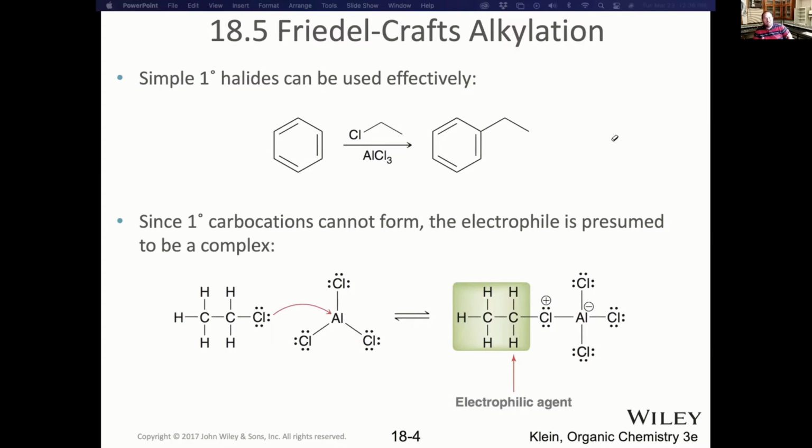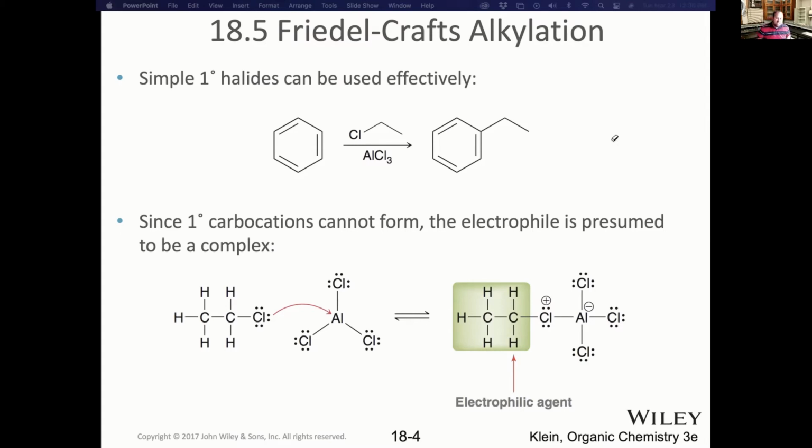Now, for these smaller ones, primary carbocations don't like to exist. So even though it will undergo Friedel-Crafts alkylation, these ethyl and methyl halides, particularly chloride, I should say, it doesn't form the carbocation.